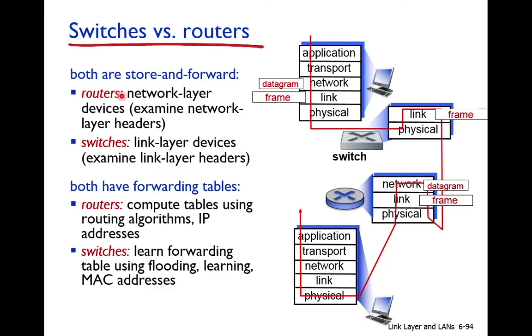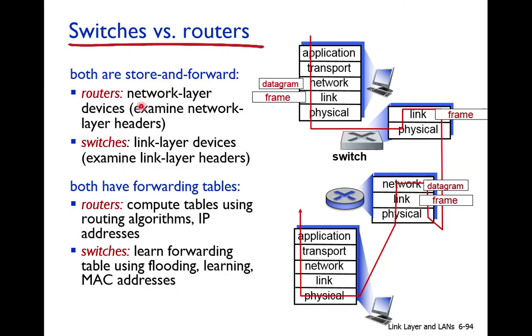Both routers and switches have store and forward capability. That is, when a switch or router receives the first byte of a packet, it is stored until the whole packet has arrived. When the whole packet has arrived, then the router or switch examines the header in the packet. So both switches and routers are store and forward.